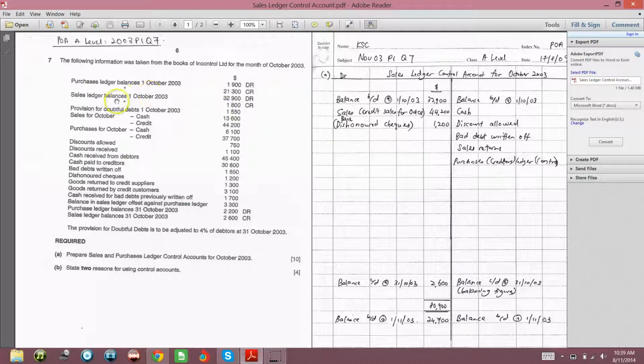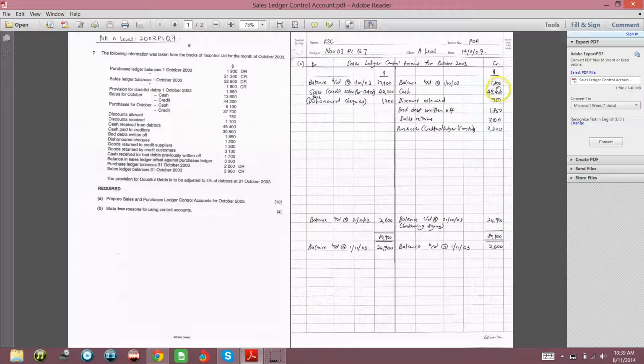So this one, sales ledger balance at 1 October 2003 is a debit balance of 32900, then this is a credit balance. So the debit balance I'll put on the debit side. The balance brought down should always be on the correct side, like what I said before. The debit balance I put on the debit side. The credit balance, the balance brought down of the credit balance 1008, I'll put over here.